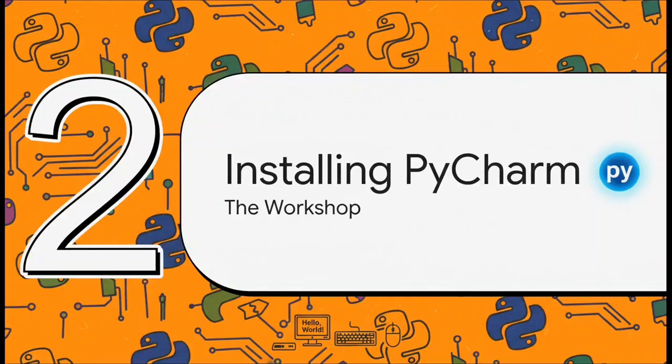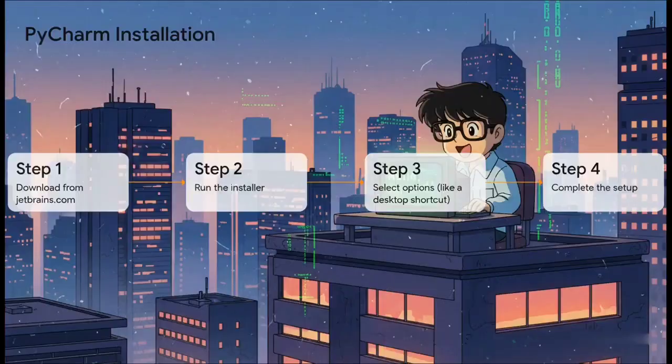All right, so we've got our engine. Now we need the workshop where we're going to build everything. And for us, that's going to be PyCharm. It's what's known as an integrated development environment, or IDE, and it's where all the coding magic is really going to happen. The setup here is also super straightforward. You just need to head over to jetbrains.com and look for PyCharm. Make sure you download the free community edition. That's all you'll need. Once that's downloaded, just run the installer and follow the prompts.